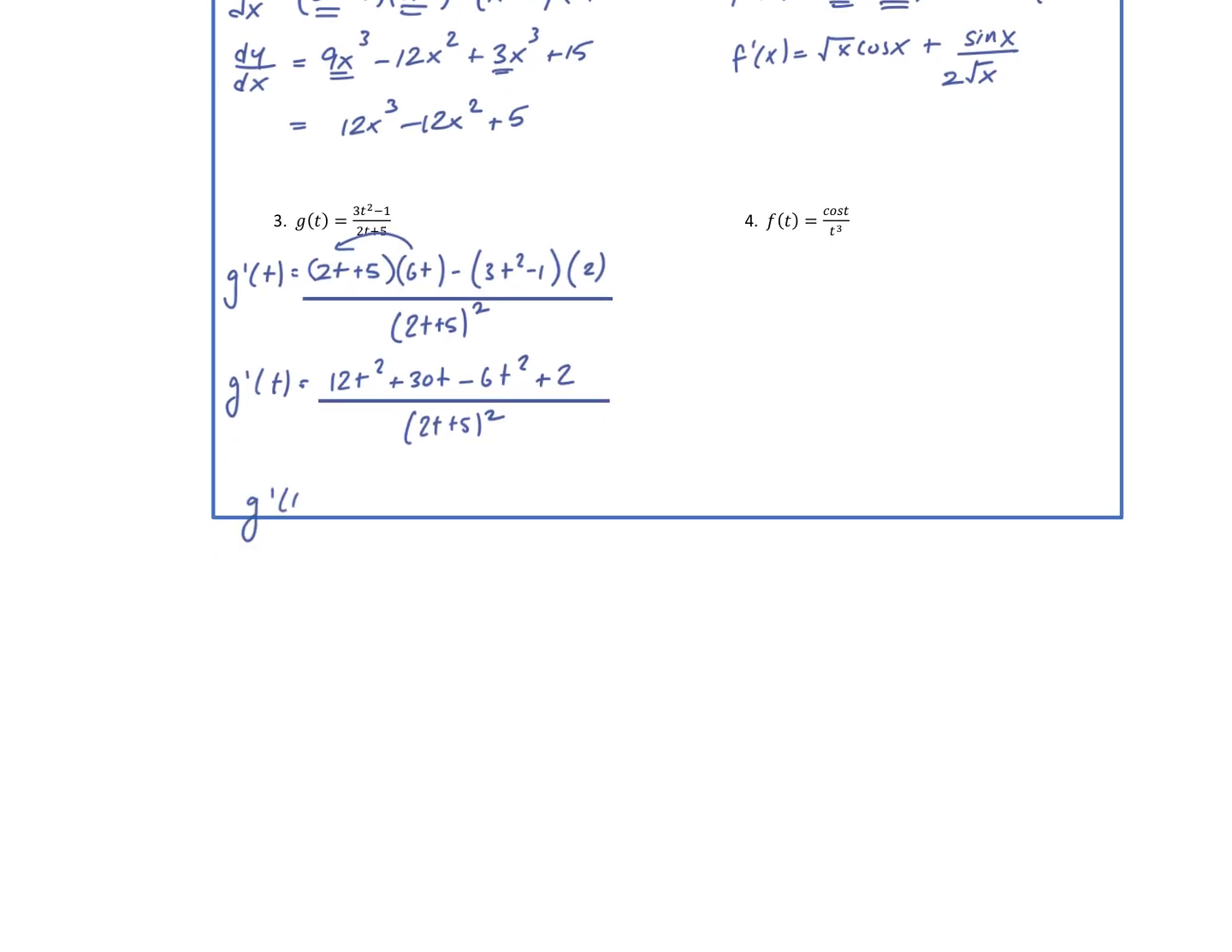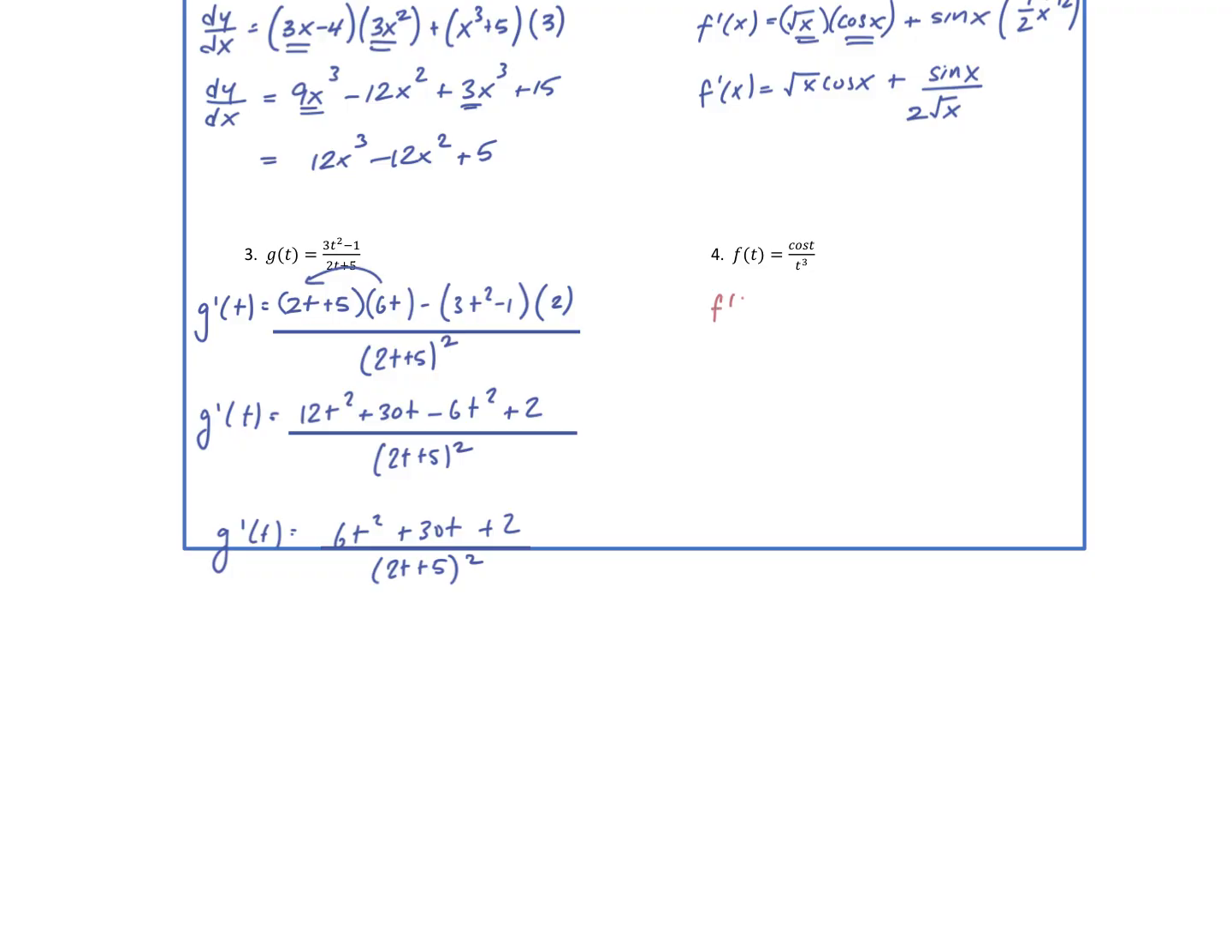So ultimately we end up with 6t squared plus 30t plus 2 all over (2t plus 5) squared. We have low d high minus high d low, all over the bottom squared.